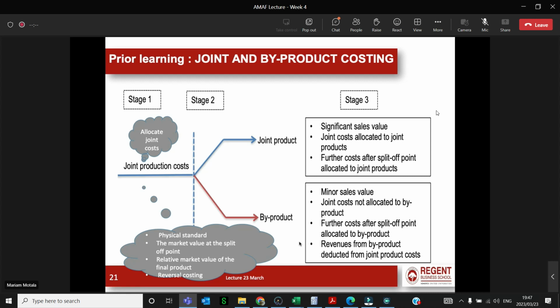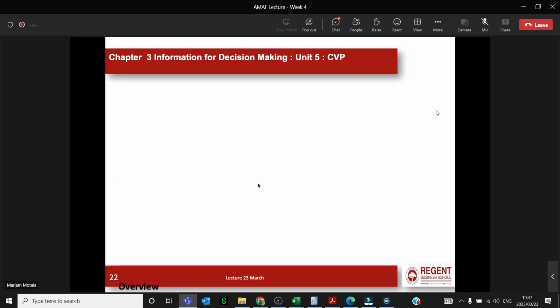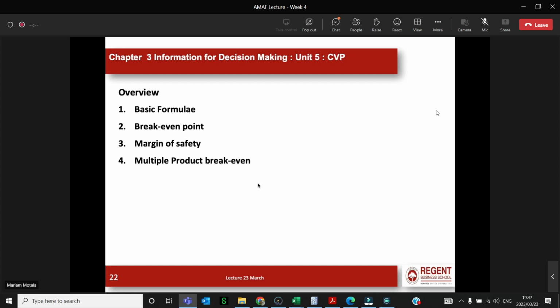And in terms of joint and byproduct costing, remember our joint costs are allocated to our normal products. We do not allocate joint costs to byproduct unless a particular environment warrants that allocation, and you are informed explicitly about that. And then that leads to our CVP. Just revise your basic formulae from your undergraduate. Think about the break-even point and think about the consideration of the margin of safety.